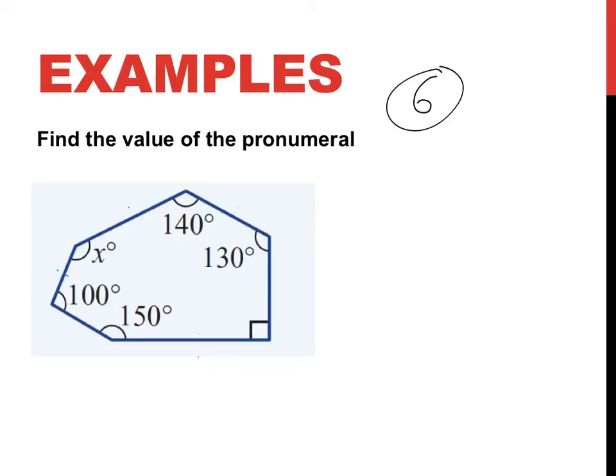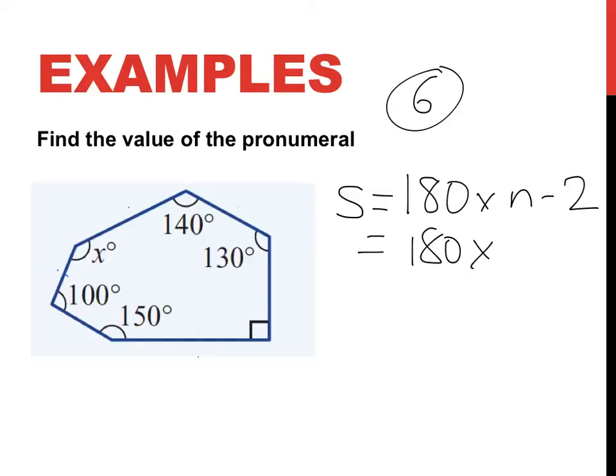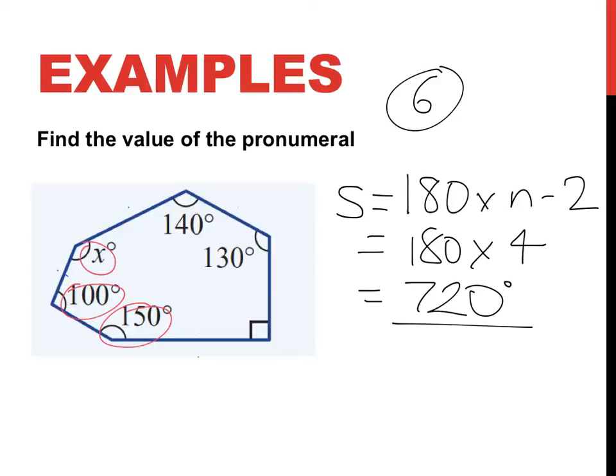Okay, so my formula, S equals 180 times, now it was the number of sides minus 2. So 180 times number of sides, 6 minus 2 is 4. 180 times 4 is 720. Okay, that means that this plus this plus this plus this plus this plus this all have to equal 720.